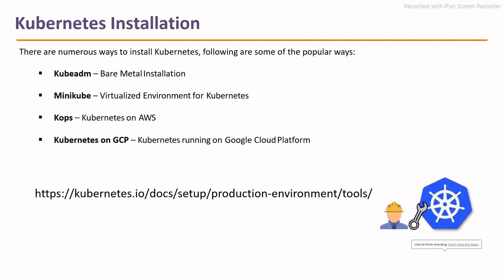For the Kubernetes installation, we have lots of options present. Some of them are kubeadm, which is basically used for the bare metal installation. Then we have minikube, which is for the virtualized environment for Kubernetes. Then we have kops, which is for Kubernetes on AWS. Then on the GCP side, we have Kubernetes on GCP. Okay, and this is the website where you will find all the documentation to install Kubernetes.